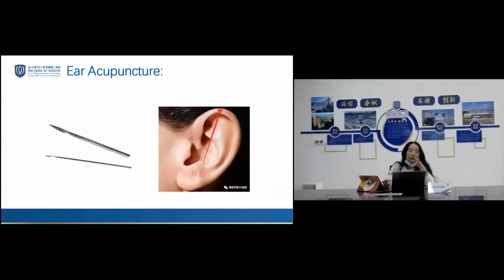If it's a hyperactivity of the liver yang that causes high blood pressure and the headache, you can use the 3-edged needle to prick on the apex of the ear, and also the nerve groove on the back of the ear, and let it bleed a bit, and then you can release the pain and lower down the blood pressure.